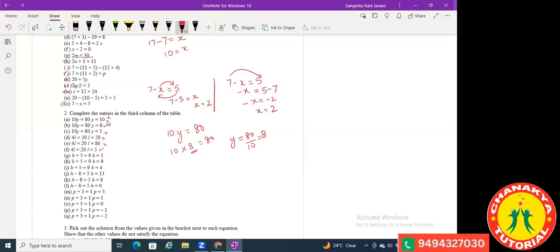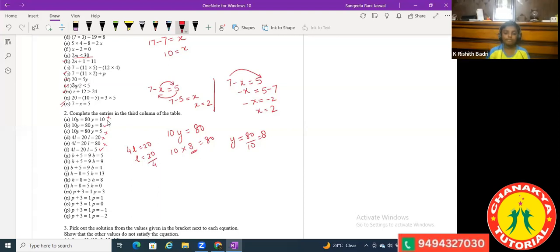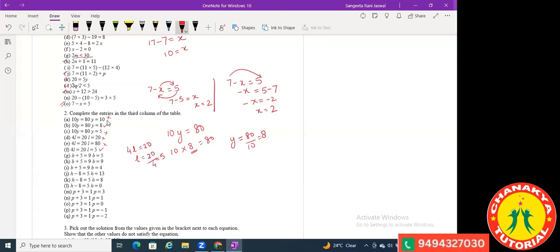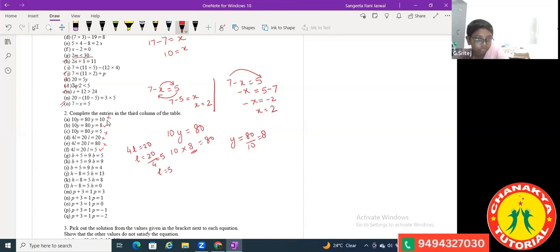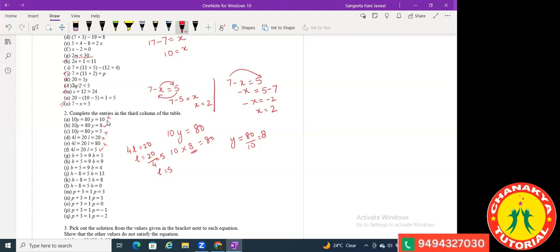Yes, ma'am. Clearly here, if 4L is equal to 20, so what will be my L? The value of L will be 5. 20 divided by 4 is equal to 5. This is how I will get my value. So they have given us some wrong answers also, they are trying to trick you. They're just asking whether the equation is satisfied or not.